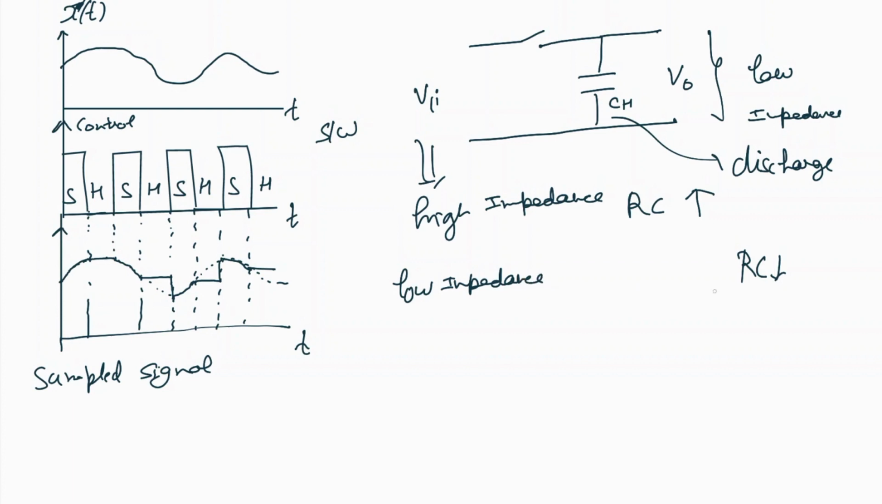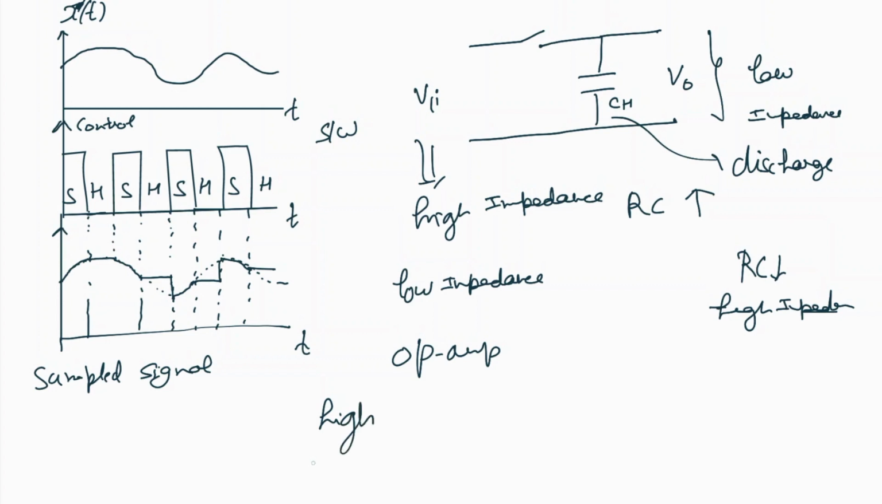So basically at the input side we want a very low impedance, so that the RC time constant is low, it can charge very fast and follow the input values of the voltage. And when it is holding, at the output side we want very high impedance, so that it should not discharge, so the time constant should be high.